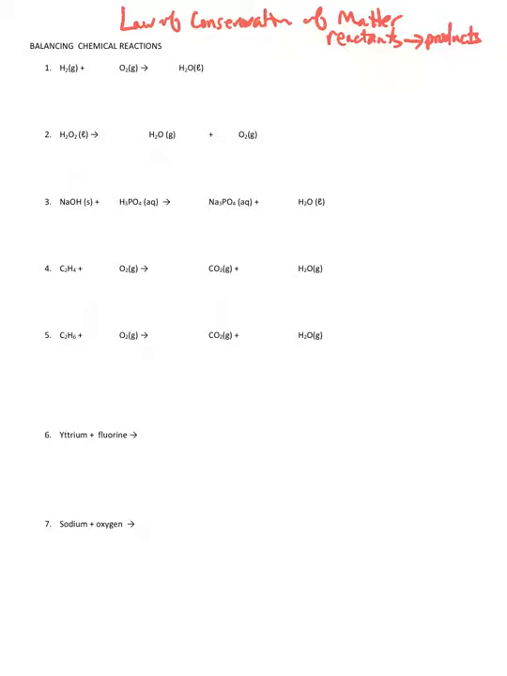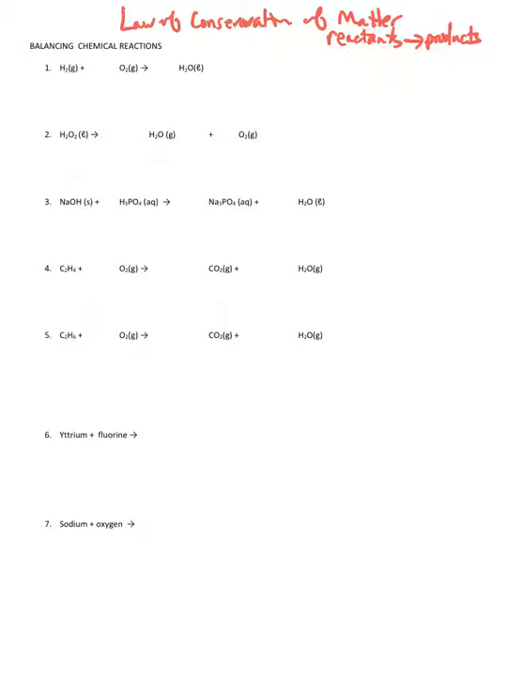So the first reaction, H2 gas plus O2 gas, reacts to make H2O, this liquid. Molecular hydrogen plus molecular oxygen reacts to make water. Now remember that hydrogen and nitrogen and oxygen and the halogens all exist as diatomic molecular species in their pure form at room temperature and pressure.